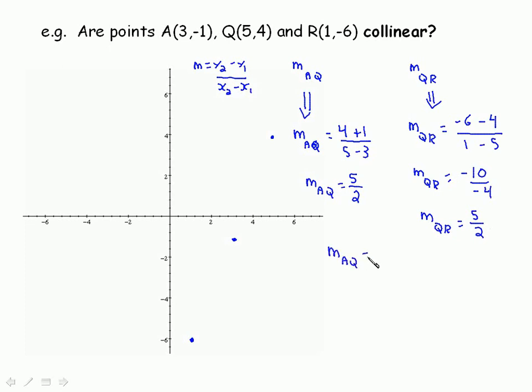So MAQ is equal to MQR. So therefore, that's the symbol for therefore, AQR are collinear. Guess I should say the points AQR. Now, in this first batch of questions you get lots of stuff like that where they're really just asking you to do all these comparisons and get good at the formulas you have in front of you.